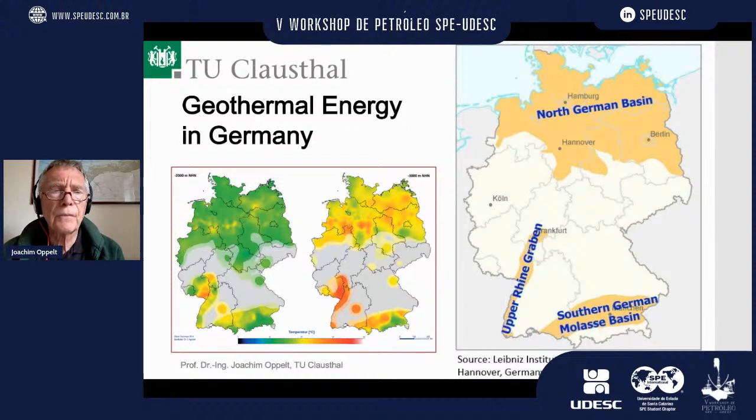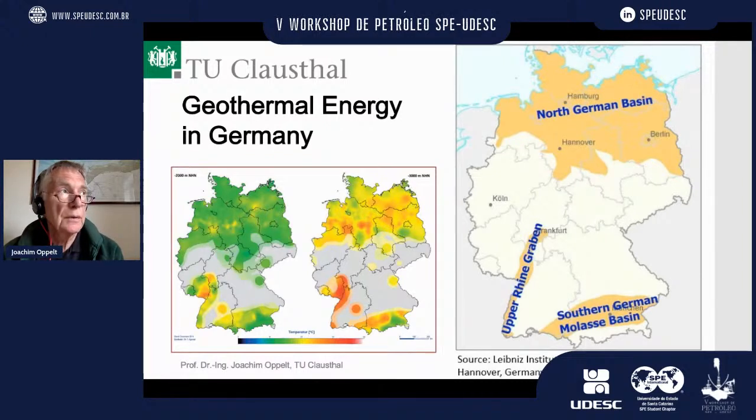Red is hotter than yellow, and yellow is hotter than green, obviously. But what I want to share with you is also that the North German Basin is shown on the right-hand side of the slide. The North German Basin is a major resource, or at least a potential resource, for geothermal energy harvesting. And then you see two other areas, in the lower part: the so-called Upper Rhine Graben and the Southern German Molasse Basin.